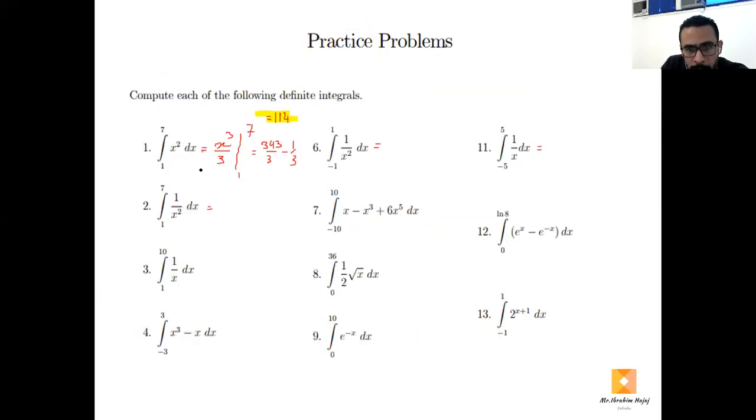The first one is question number 2, from 1 to 7. Do we have any problem here, guys? This definite integral from 1 to 7 does not include 0, which is what would make a problem in the denominator. So no problems. Directly write it as the definite integral from 1 to 7 of x to the power of negative 2 dx.